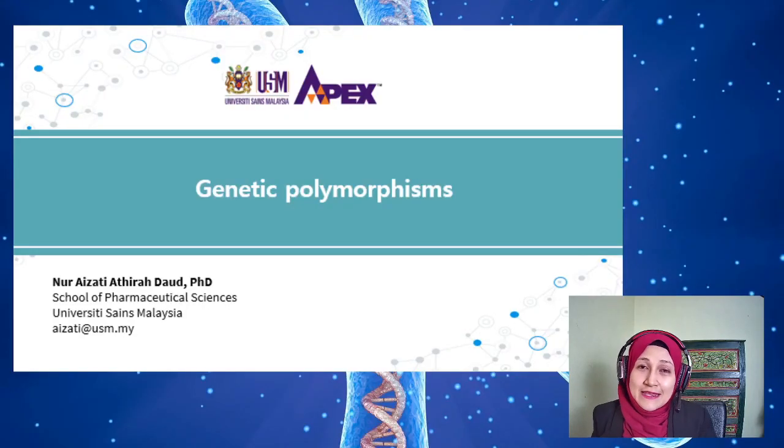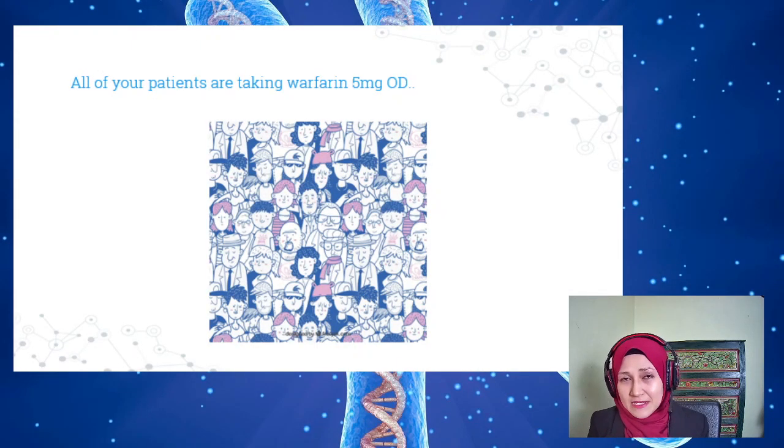Hi everyone. In this video, we will learn about genetic polymorphisms, or we can also say genetic variation. So imagine you are a pharmacist taking care of warfarin MTAC. MTAC is a medication therapy adherence clinic. So you are in charge of the patients that are receiving warfarin. All of your patients are taking the same dose of warfarin, say like 5 milligram OD.